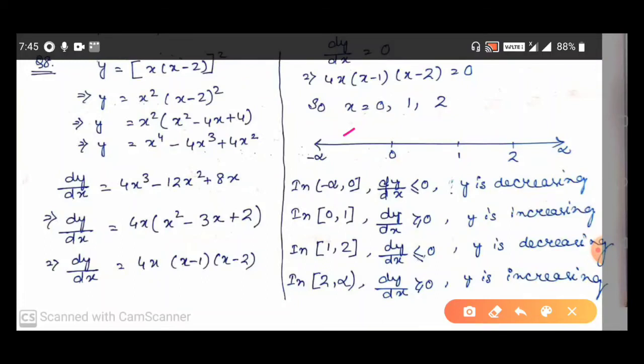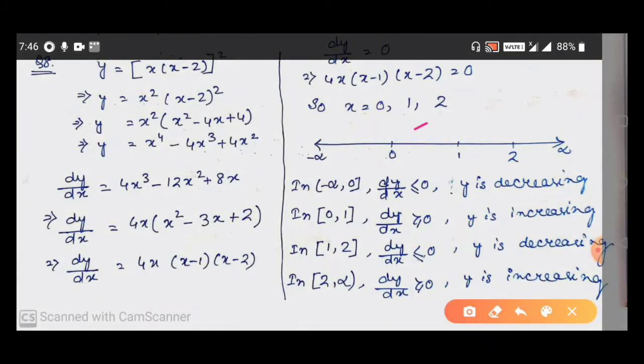Since we are considering this interval, the values of x are all negative because the numbers are less than 0. Since the values of x are all negative, this part will become negative, this part will become negative, this part will become negative. So minus into minus is negative. So dy by dx is less than or equal to 0, so y is decreasing. Since here we are finding increasing or decreasing, not strictly increasing or strictly decreasing, that is why we have given the closed interval and less than or equal to.